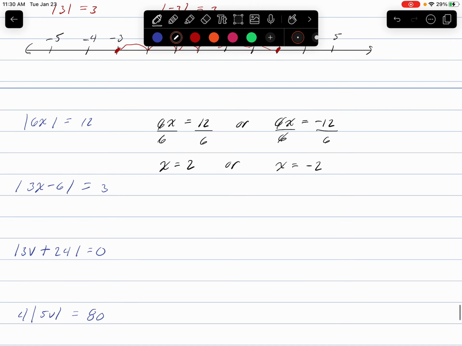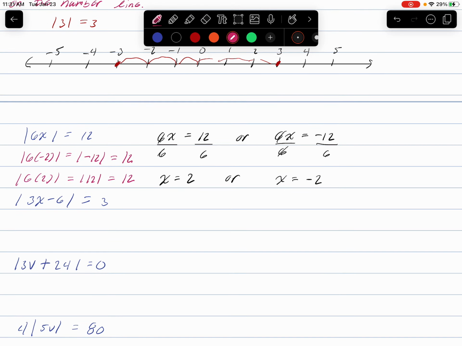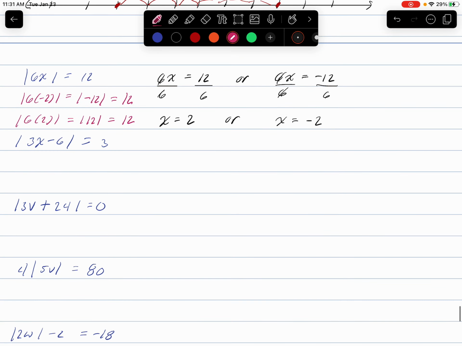So what happens here is if we plug in either of these, if we plug in x is equal to negative 2, we have the absolute value of 6 times negative 2, that gives us the absolute value of negative 12. And the distance negative 12 is from 0 is just 12. So that would work here. And if we plugged in positive 2, we would get the absolute value of 12, which is just 12. So both 2 and negative 2 would make sense here. We need to consider both the positive and the negative of what the absolute value is equal to.